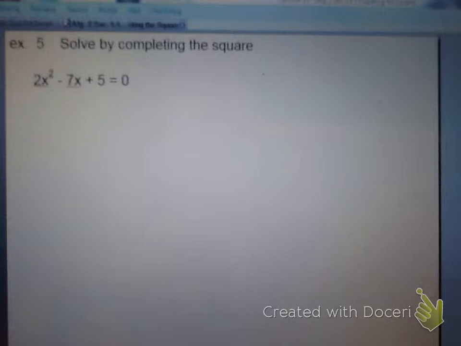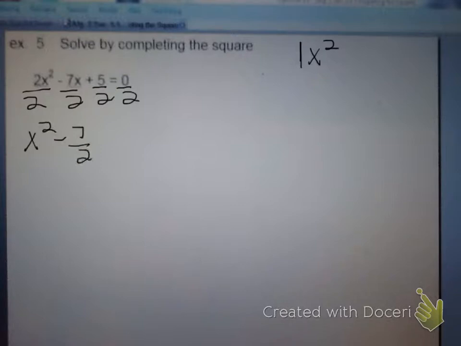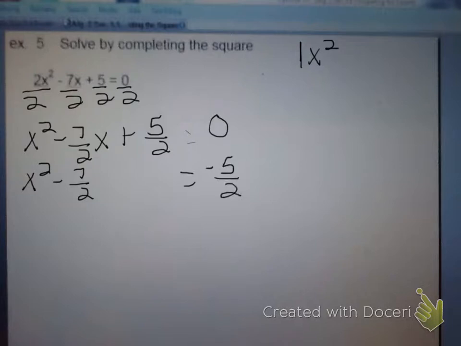Now, something I have not mentioned: to complete the square, x squared has to have a coefficient of 1. And this does not have a coefficient of 1, so we have to get rid of the 2 by dividing everything by 2. So that's x squared minus 7/2 x plus 5/2 is equal to 0. I'm going to get the 5/2 on the other side, so subtract 5/2.